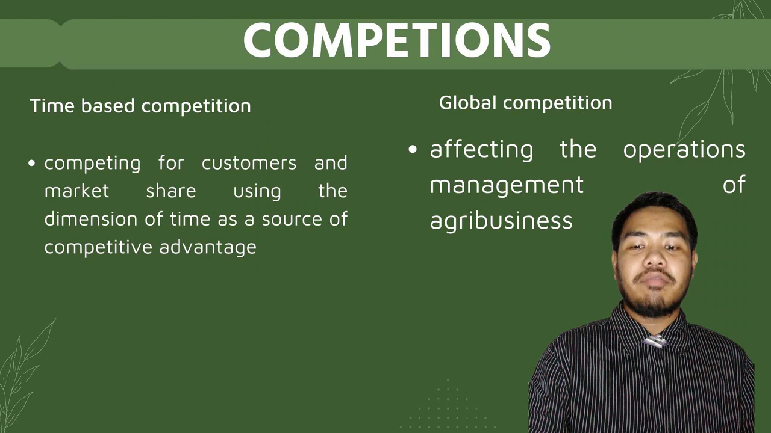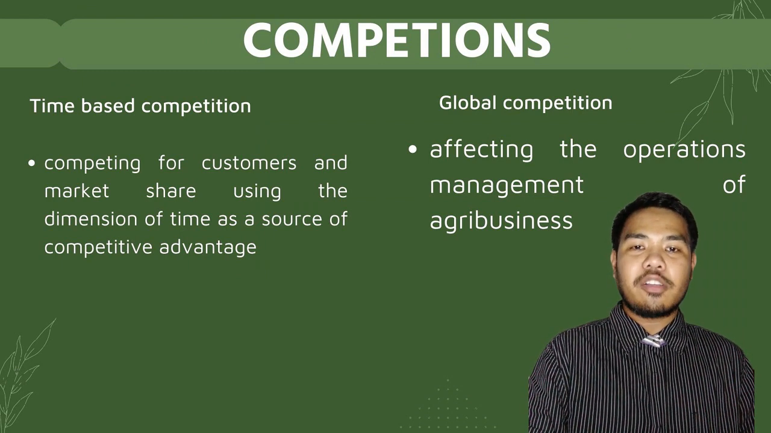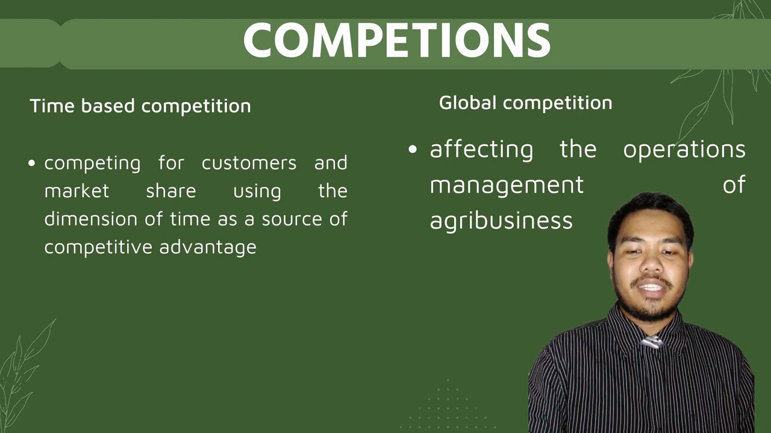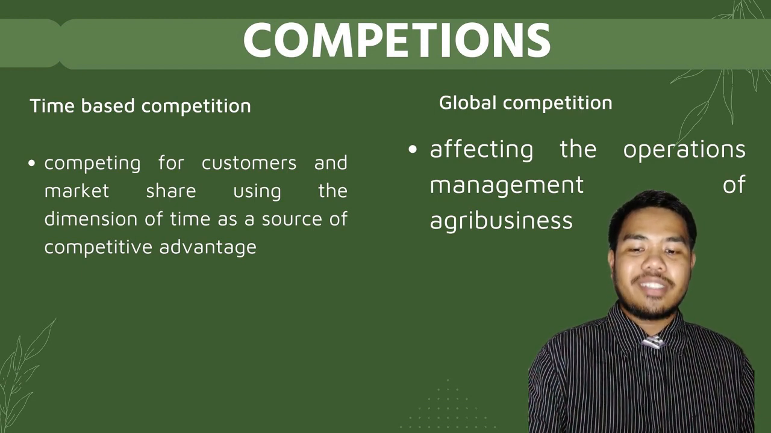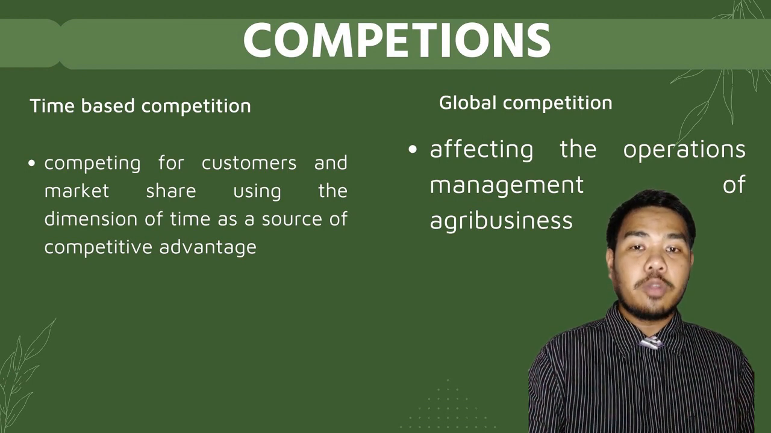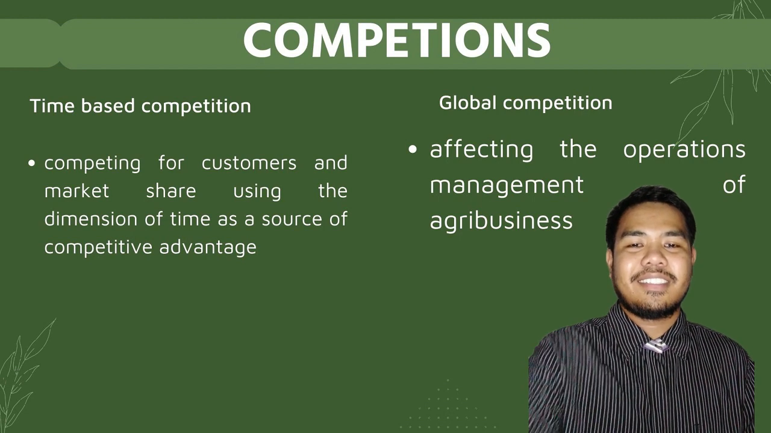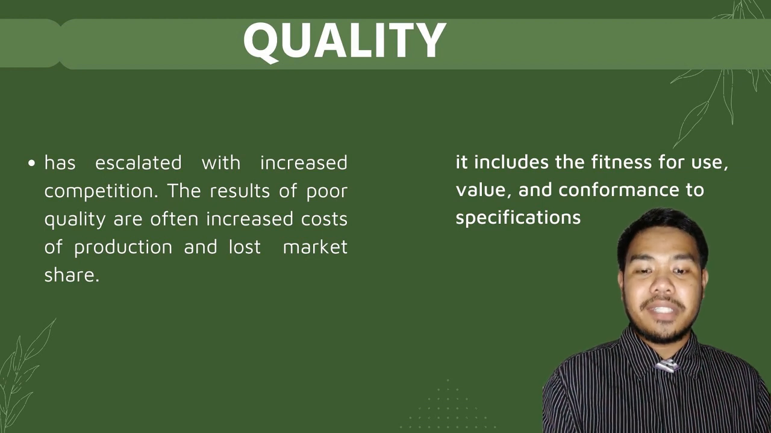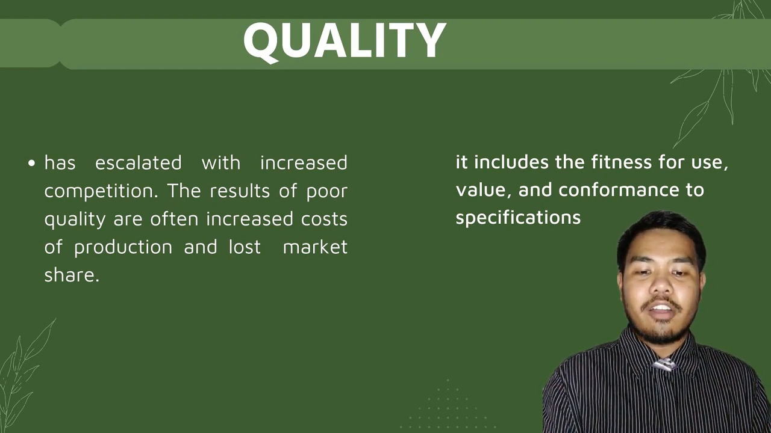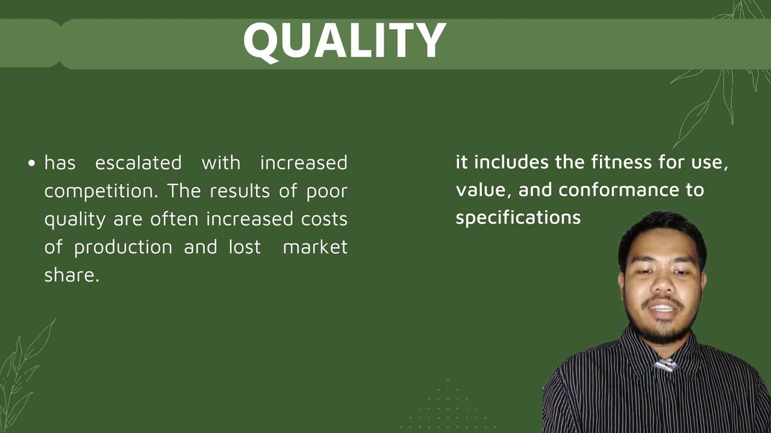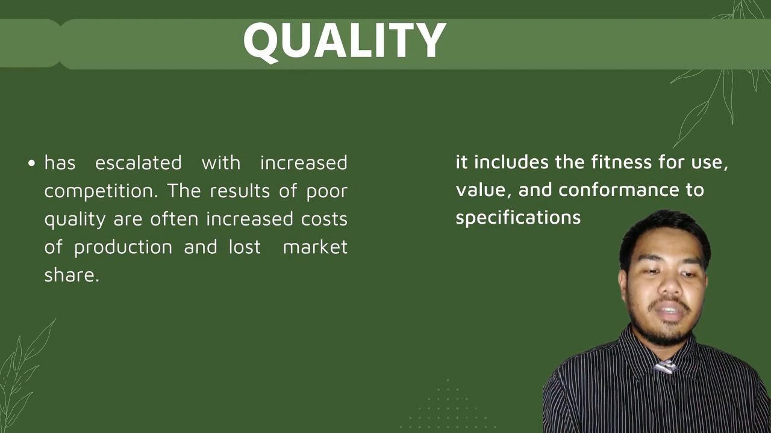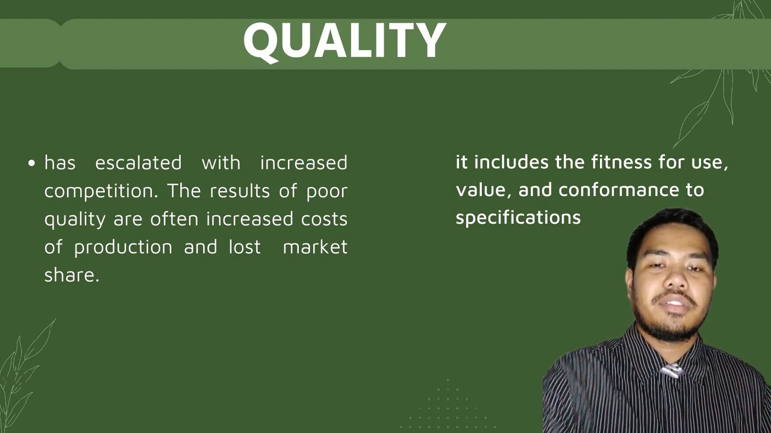Now, let's have the competition. In competition, we have the time-based competition and global competition. In time-based competition, competing for customers and market share using the dimension of time is a source of competitive advantage. Global competition is affecting the operation management of agribusiness. The quality has escalated with increased competition. The results of poor quality are often increased cost of production and lost market share. It includes fitness for use, value, and conformance to specifications.